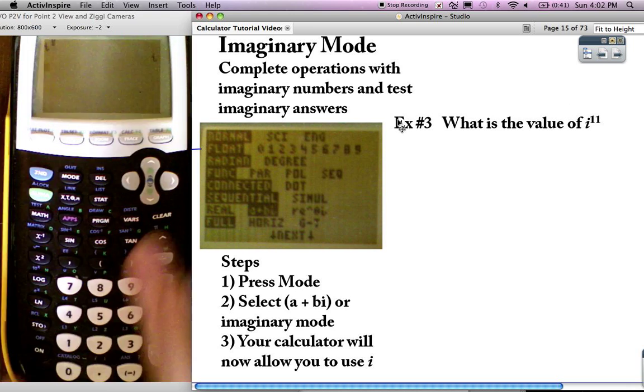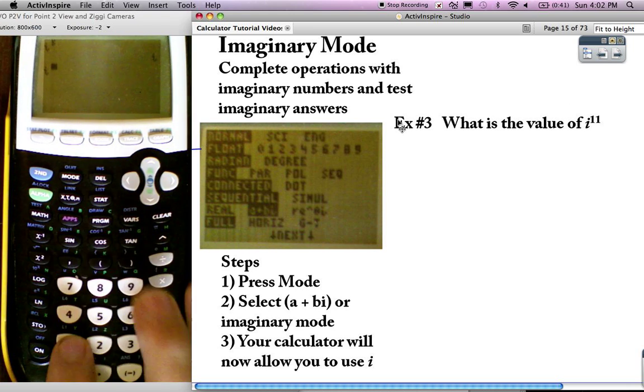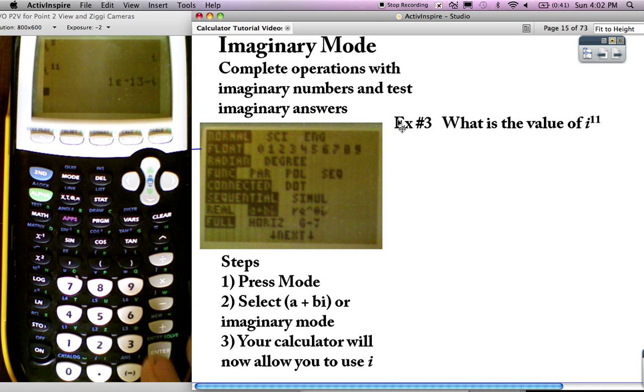Okay, let's say i to the 11th. Second i to the 11. Okay, now, that says something crazy. What does that mean?